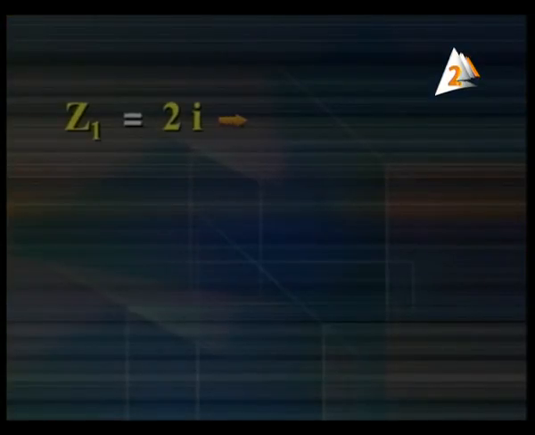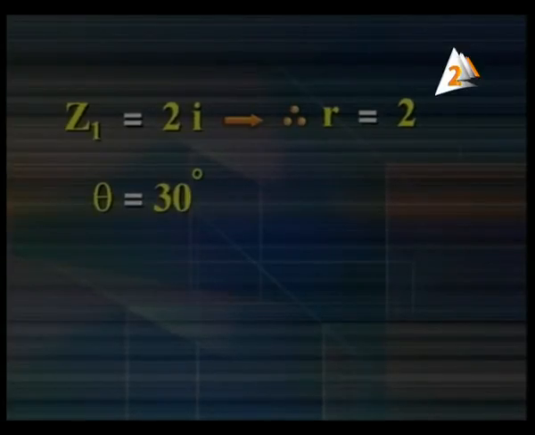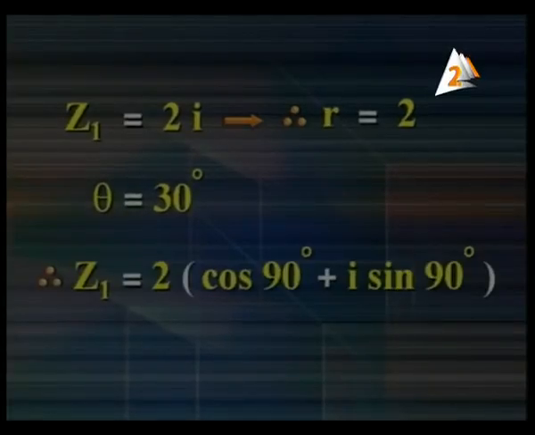z1 equals 2i, what do you mean? r equals the square root of the real part squared plus the imaginary part squared. The real part is 0 and the imaginary part is 2, so r equals square root of 4, which is 2. Theta equals 90. So z1 in trigonometric form is 2 multiplied by cosine 90 plus i sine 90.